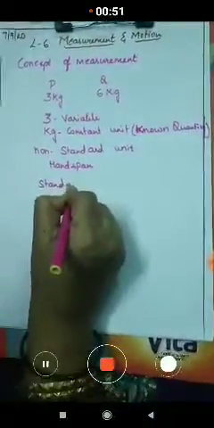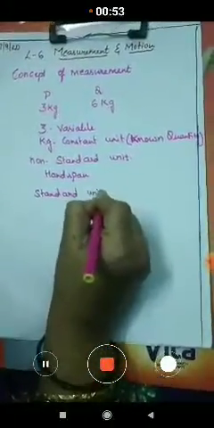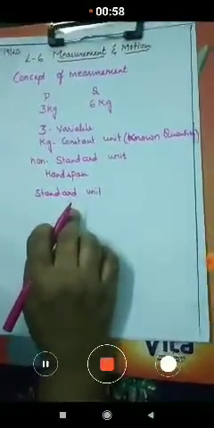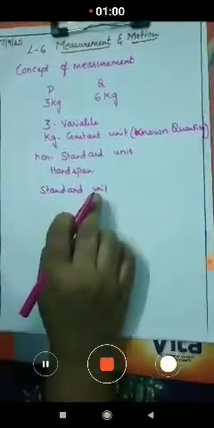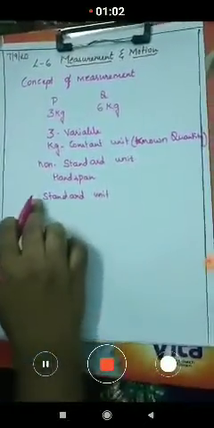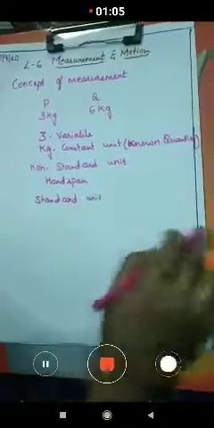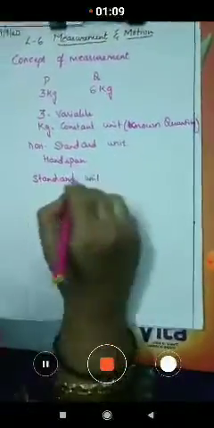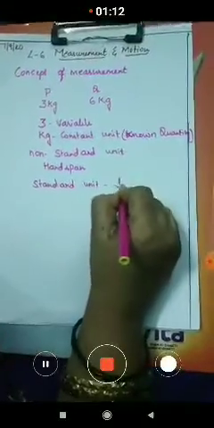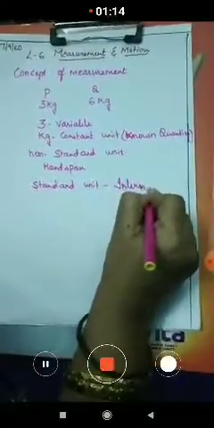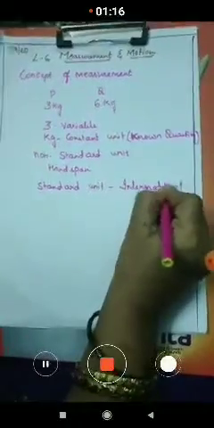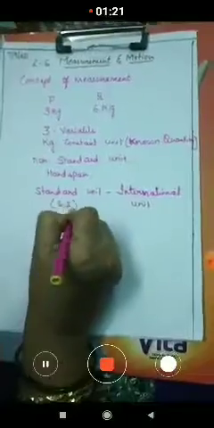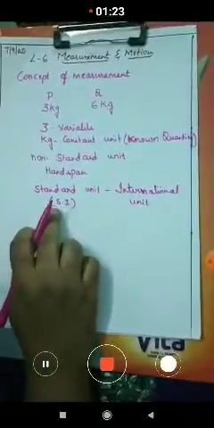Standard unit of measurement. This standard unit of measurement gave us the exact measurement of length. As it gives the exact measurement of length and was used and accepted by the whole world, we call it the international unit. In short, we call it the SI unit. SI unit is nothing but the international standard unit.